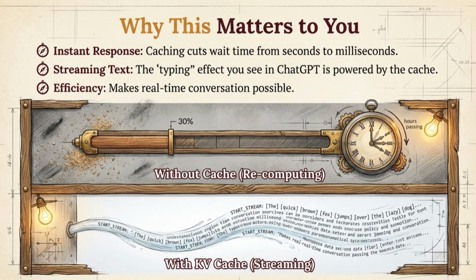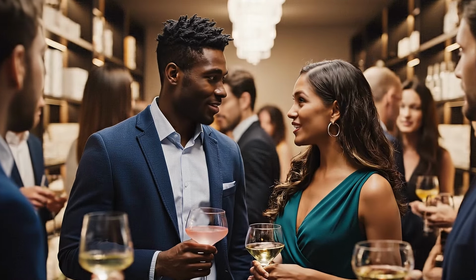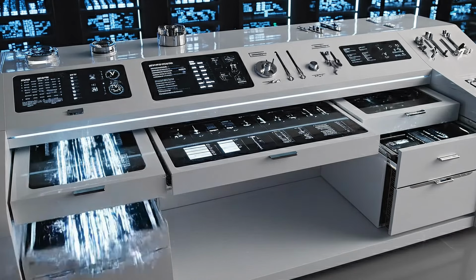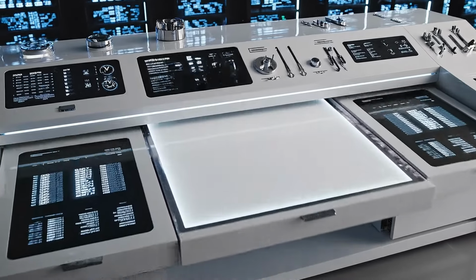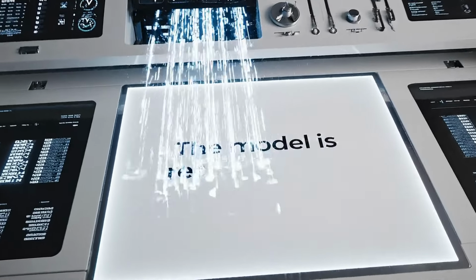Okay, so we've processed the input with Legos, mapped the meaning in the grocery store, established context at the cocktail party, and managed our memory on the workbench. We are finally ready to write. The output. How does it actually choose the words? Does it write the whole poem in its head and then just paste it?